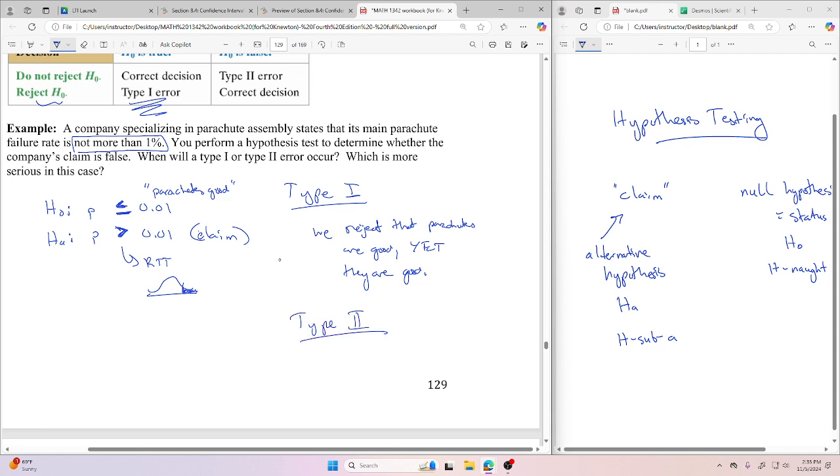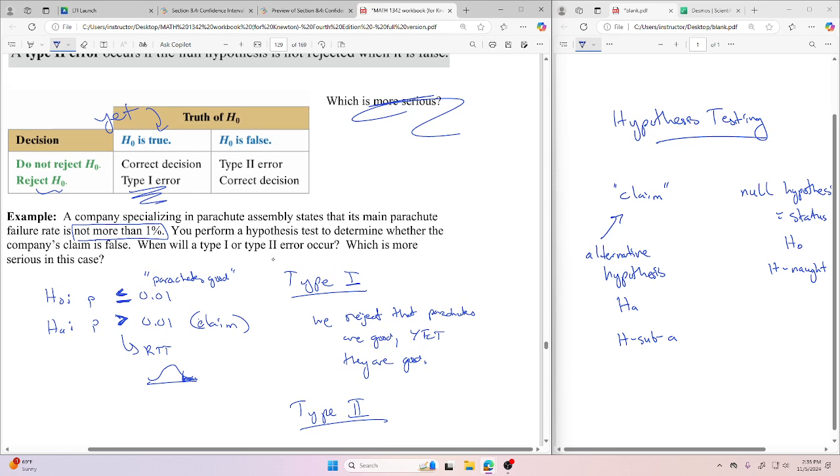Type 2 says that we do not reject H naught. A way that I use in English, and this is not mathematical, but I'm going to use it all the time, is the word support. Do not reject, support. Okay, right? That's what I would say. Support H naught. So I'm going to say, yeah, parachute's good.